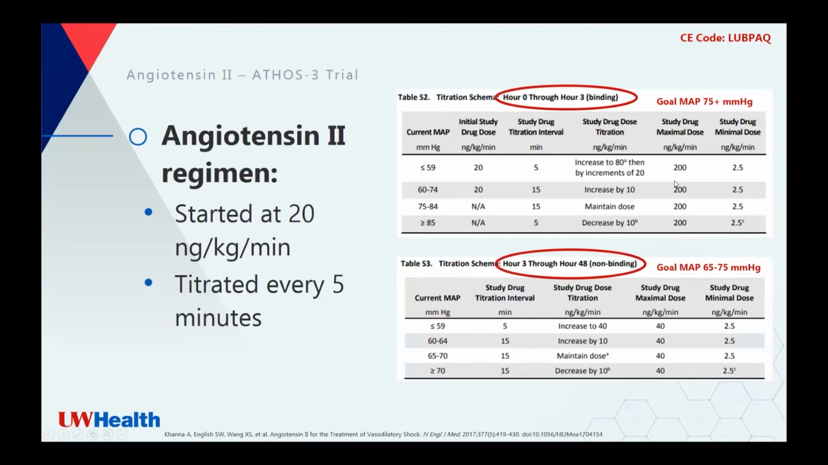And then after those first 3 hours, the MAP goal dropped to 65 to 75, and the maximum dose also dropped to 40. At 48 hours, if the patient was responding, they could be tapered off of the angiotensin as well. If the background vasopressor dose was increased at that time by a certain amount, or if the patient became unstable, they could restart the angiotensin II for up to 7 days. But once the angiotensin II was discontinued for more than 3 hours, it could not be restarted.